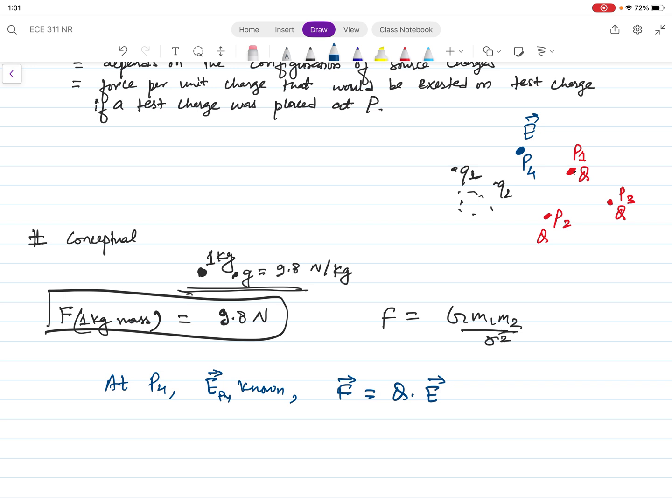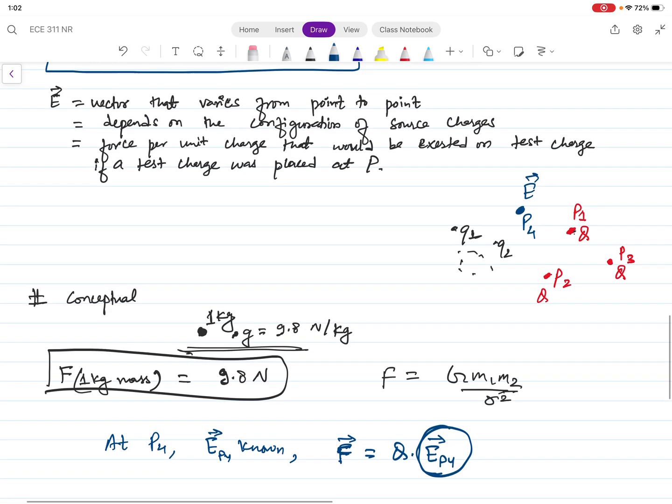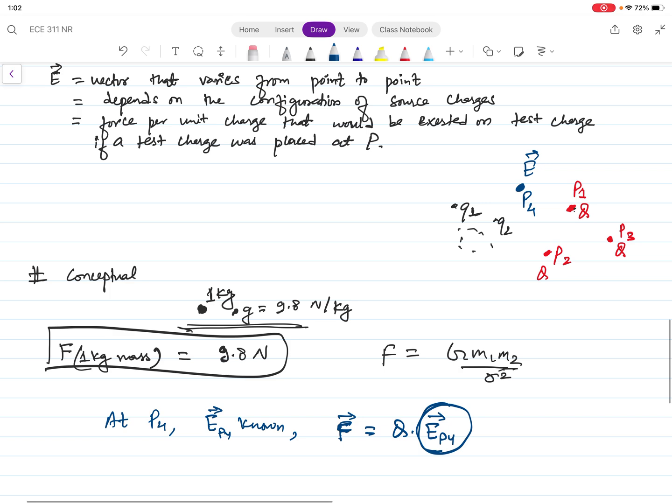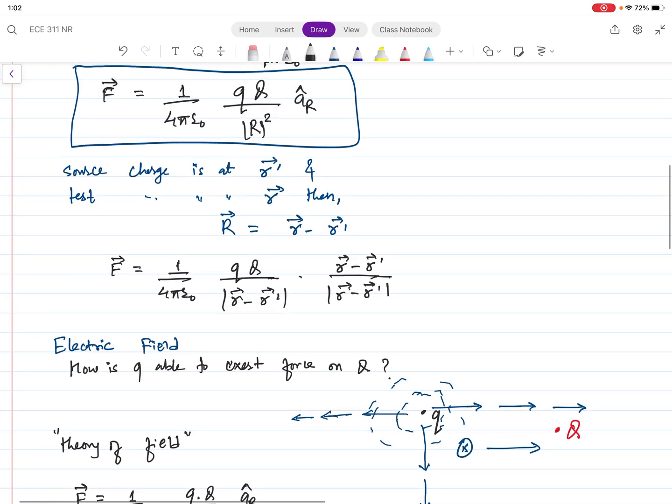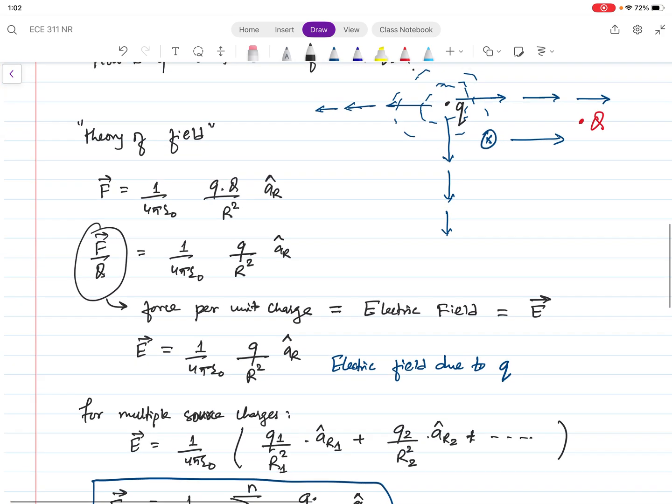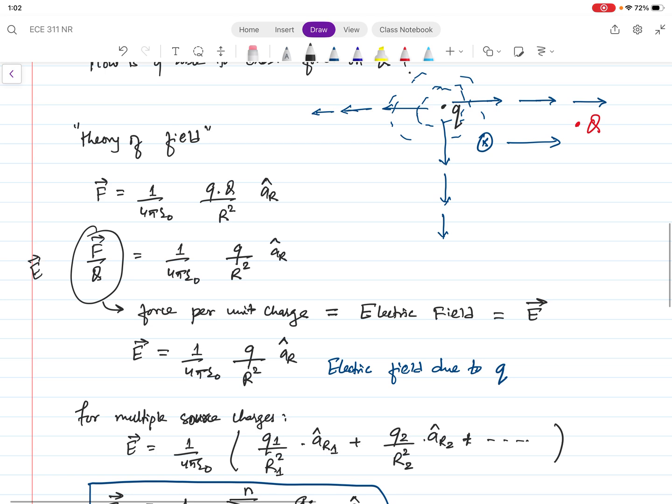Okay, let's say this is P4. So for any test charge, whether your test charge is 1 Coulomb or 2 Coulomb, or it can be anything, usually test charges are not that big, let's say whether your test charge is 1 nanocoulomb or 2 nanocoulomb or whatever, if you have knowledge of what is the electric field at point P4, then you can easily calculate the force on your charge. And I did not invent this formula. This comes from the definition of E.